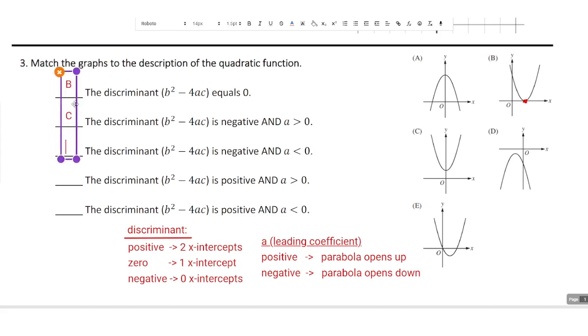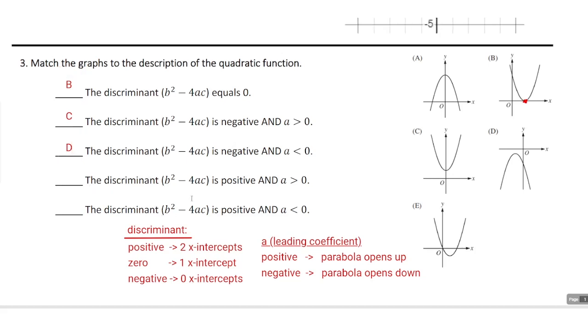The next one says that the discriminant is negative. So just like with the last one, there's going to be no x-intercepts. But for this one, the A value, or the leading coefficient, is also negative. And so that has to be D, because the D has no x-intercepts and it opens down.